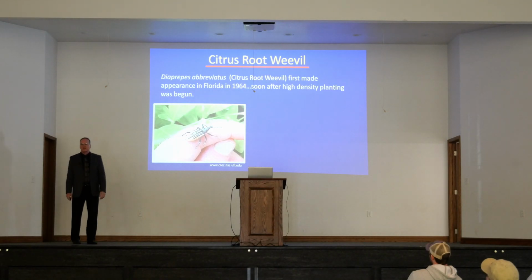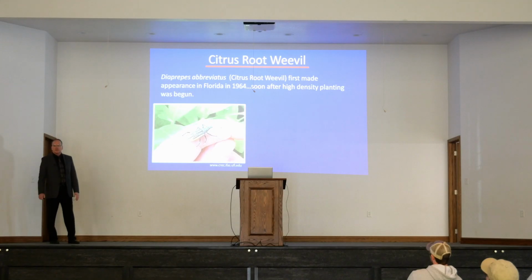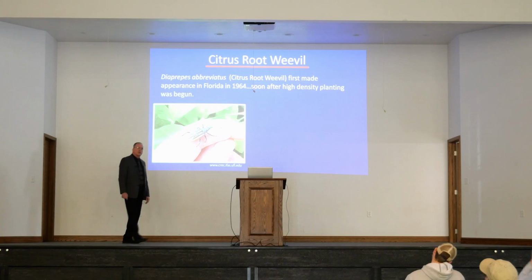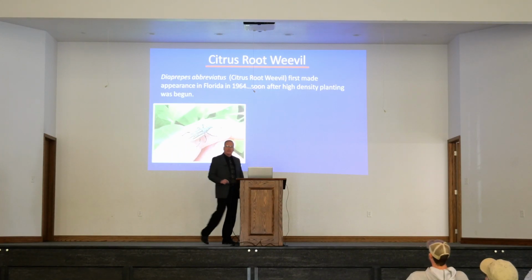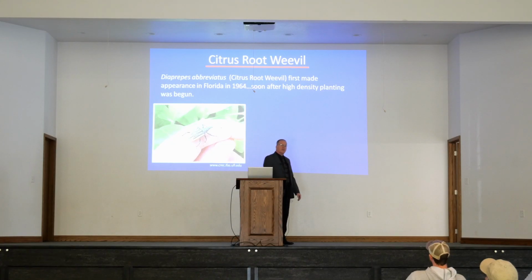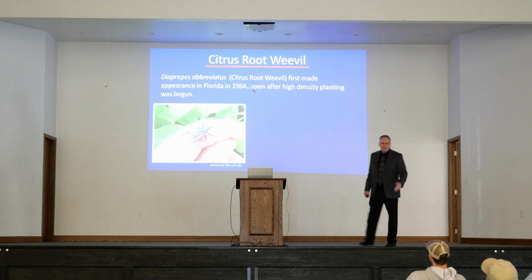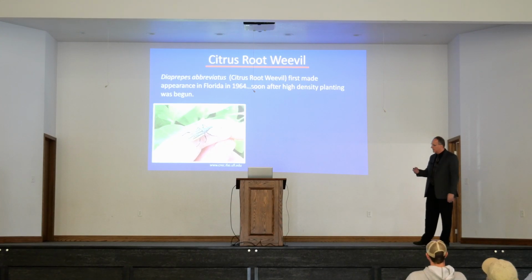Let me introduce our next insect. The next insect is the citrus root weevil. Guess what it attacks? Roots. It's in the name. This isn't rocket science here. Diaprepes abbreviatus, the citrus root weevil, first made its appearance in Florida in 1964. Was it there before? Absolutely it was. But it wasn't a problem until 1964, when it started chewing on the weakened roots of citrus trees. The trees had gotten down to a point where it was now attractive to Diaprepes abbreviatus.